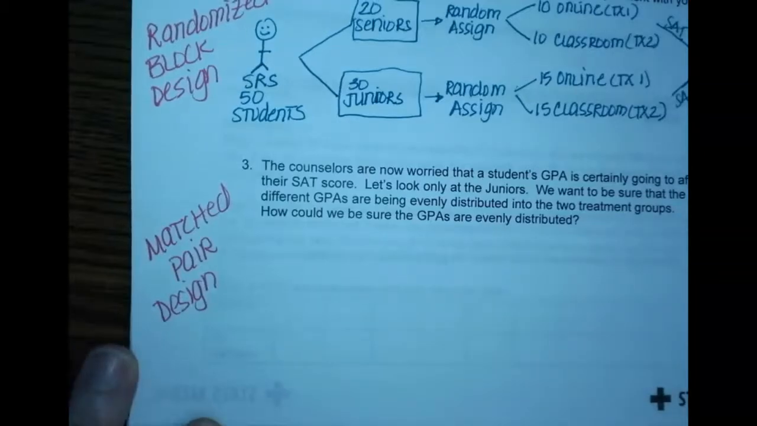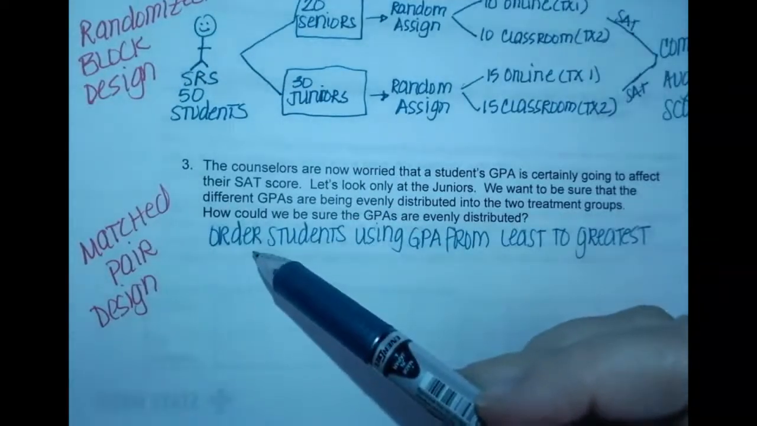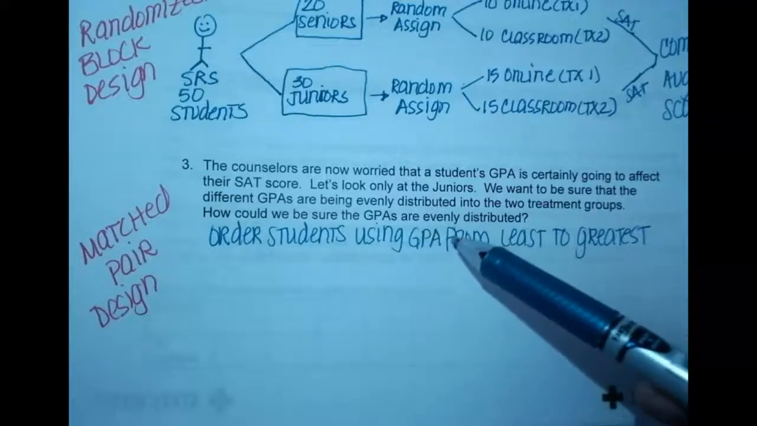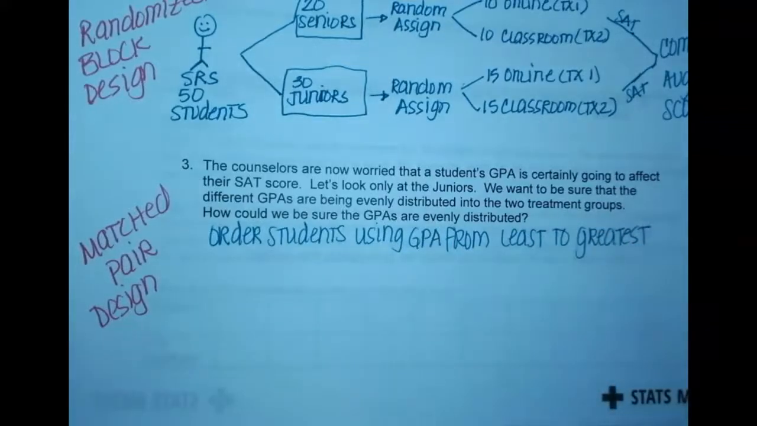So let's start writing this down. All right, so I've got order students using GPA, and then I went on to say from least to greatest. You could do it greatest to least. I'm just kind of giving an order to help the reader understand what I'm talking about. So I've ordered the students from the lowest GPA to the highest GPA. Okay, so what am I going to do then? I'm going to take the 2 highest GPAs, let me say this out and then we'll write it down. I'm going to take the two highest GPAs because those two people should be fairly similar because their GPAs are fairly similar. And I'm going to flip a coin and decide who goes into the online class and who goes into the classroom.